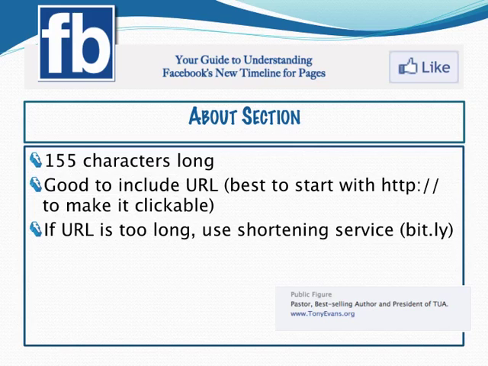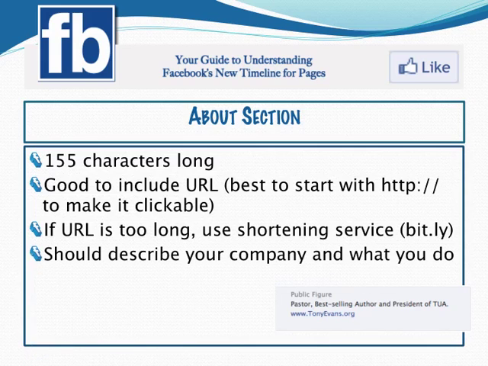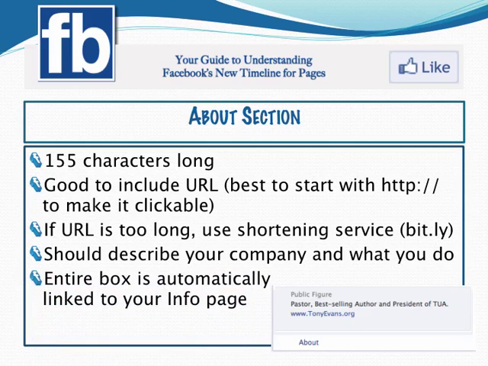I would recommend that in the About section you describe your company and what you do. You need to be concise because you only have 155 characters, but you also want to be direct and tell exactly what it is that you do. Okay? And this entire box is automatically linked to your info page. So if someone clicks on this box, they go to your info page.